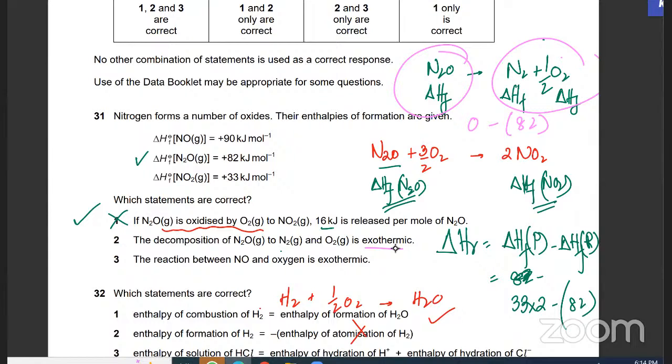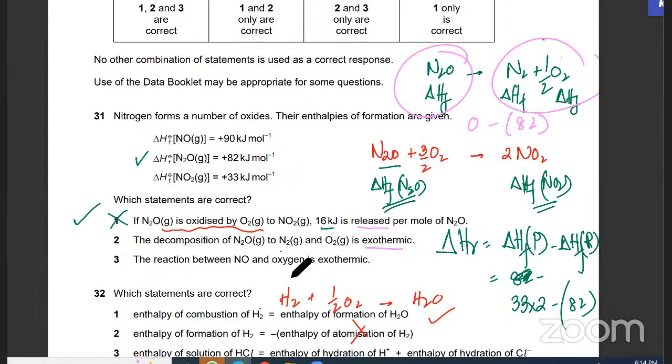Sir, how is minus 16 fine? I mean, why aren't we considering the negative sign here? He has told us it's getting released. Oh, okay. That means it is negative, right?